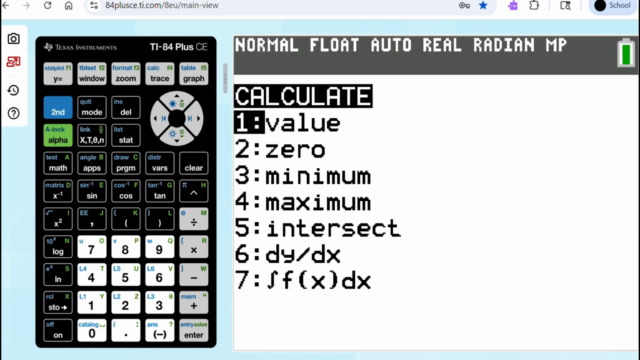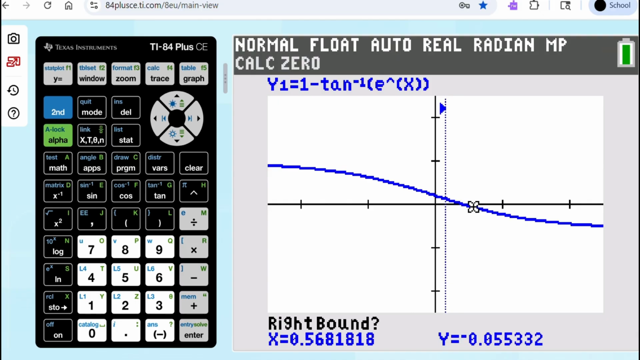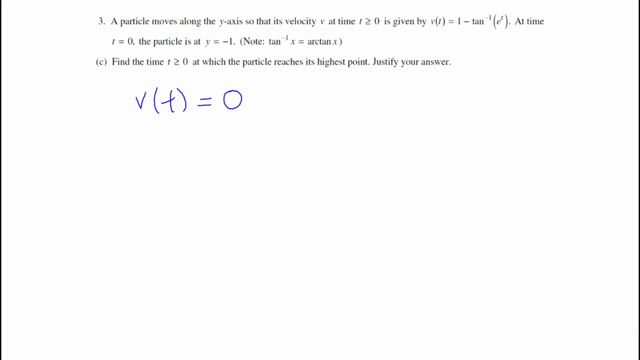So we're going to hit second trace. We're going to go to option 2, which is zero. And we'll go a little bit to the left, making sure we're still to the left of the intercept, and hit enter. Then go a little to the right of the intercept and hit enter. And hit enter a third time, and we get 0.443027.